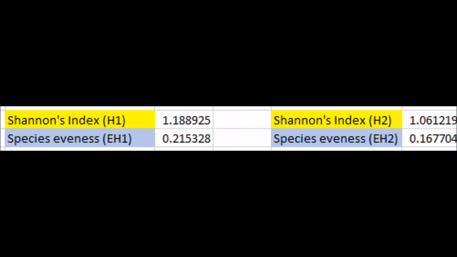For this index, 0 represents no evenness and 1 represents total evenness. The result of 0.22 and 0.17 are quite low, and therefore there was little species evenness in these communities, which reiterates what we saw in the graphs earlier.